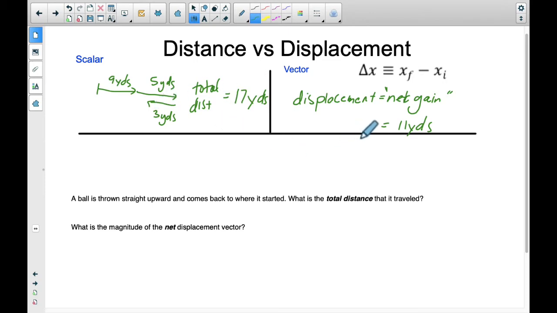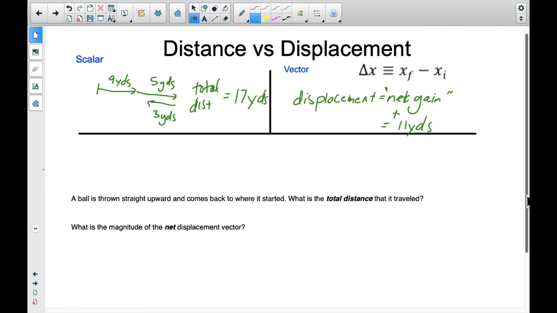Displacement, however, is a vector. And so maybe for this we should put a positive 11 yards. They moved a net positive. They had a net gain. If they had a net loss, then maybe we would put a negative sign with that. And so oftentimes in vectors, the positives and negatives will sometimes mean direction.